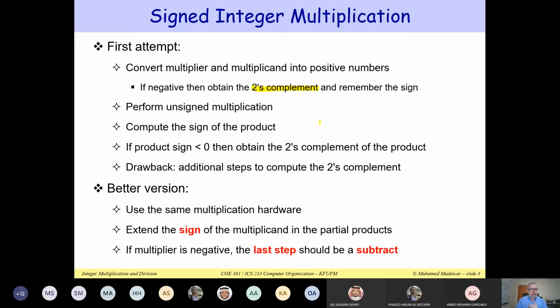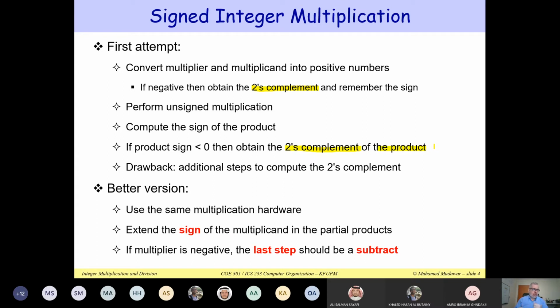So this is like the unsigned multiplication. And then compute the sign of the product. If both of them are positive, the result will be positive. If both of them are negative, the product will be positive. If one of them is negative and the other one is positive, then the product will be negative. So if one is negative and the other positive, you know that the product sign is negative. So after doing the unsigned multiplication, you have to take the 2's complement of the product to convert it to negative.